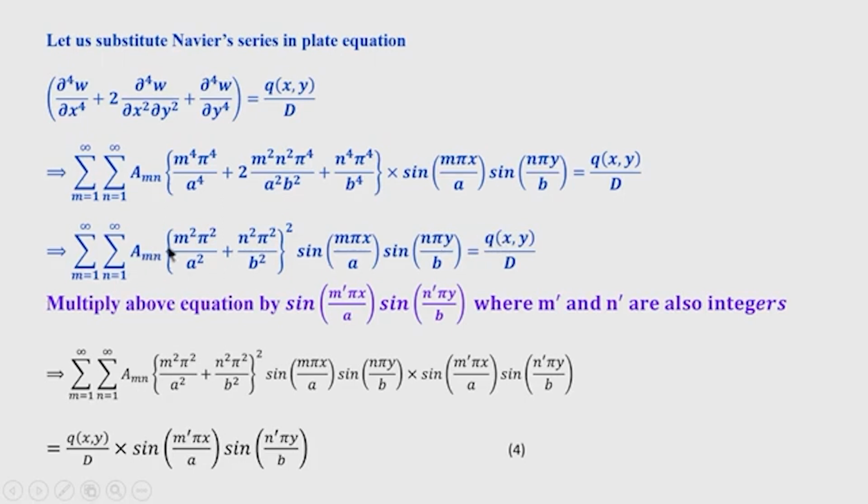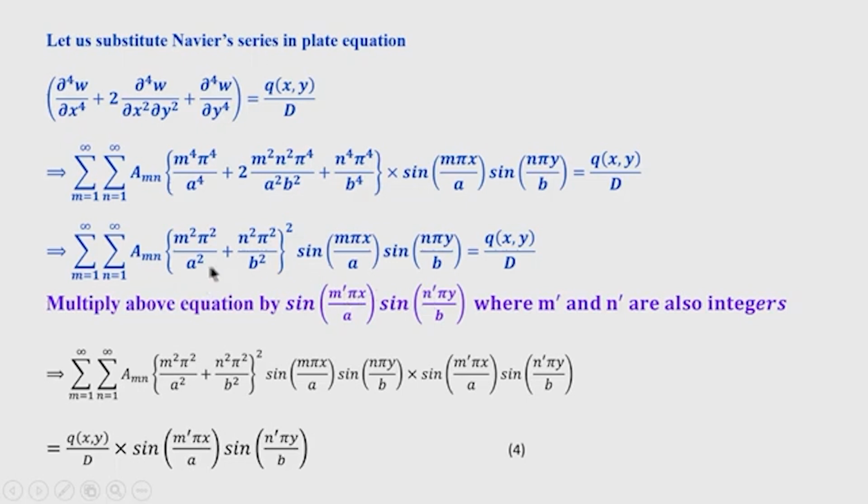Now, multiply both sides of the above equation by sin m dashed pi x by a into sin n dashed pi y by b, where m dashed and n dashed are integers; m and n are also integers. We have taken different symbols with the intention to use some well known principle of mathematics or sine series. Therefore, we have used integers m prime and n prime with different symbols.